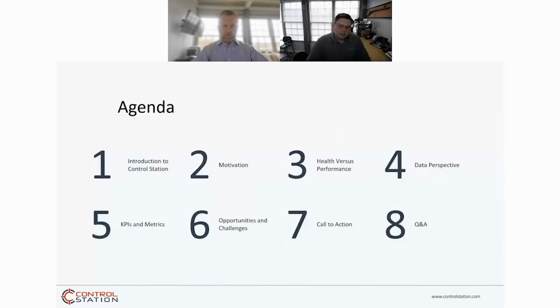So this talk has a couple of different areas. We're going to start a little bit with a background to Control Station, and then we're going to hop right in and talk about the motivation behind process analytics, controller analytics, and then we're going to have a discussion regarding the difference between controller health and controller performance, which expands to plant performance versus plant health.